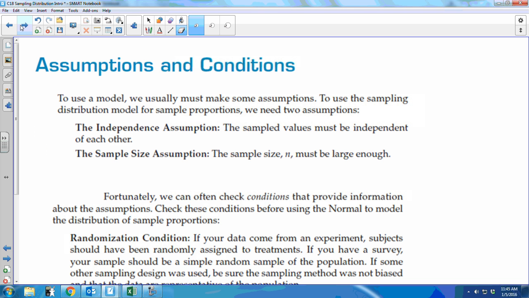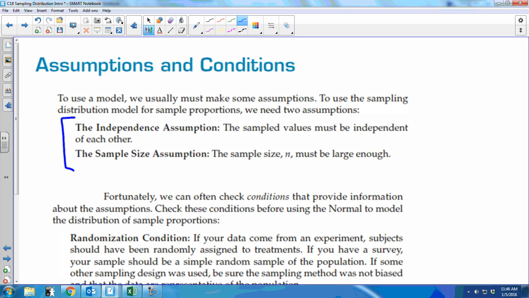Okay. We have 2 assumptions that are then backed up by 3 conditions. If you're assuming something, you are just assuming it. But the conditions back up that assumption and give you some credibility to that assumption. All right? So we have 2 assumptions.